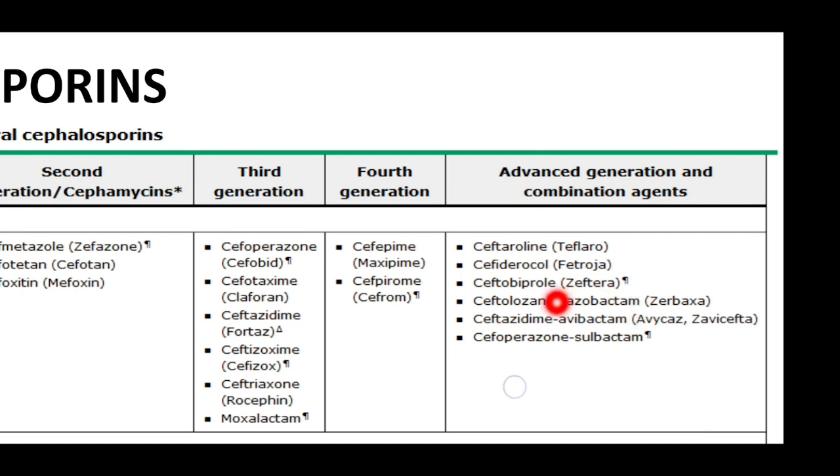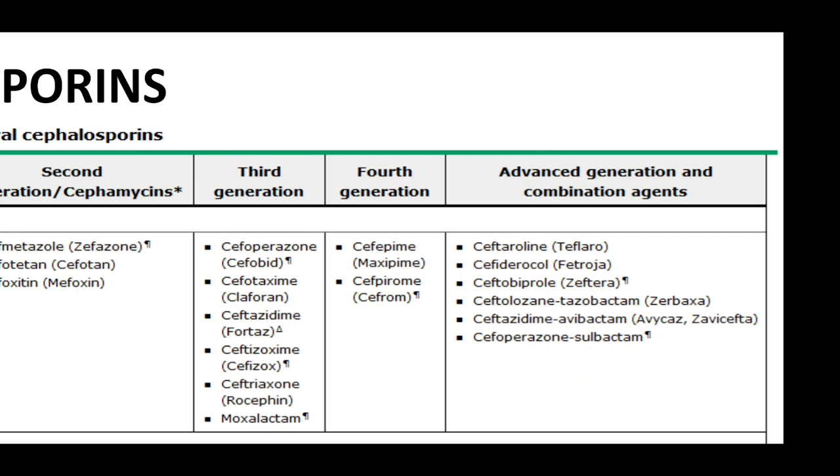Ceftazidime-avibactam combination is widely used nowadays. It improves the minimum inhibitory concentration, that is, it lowers the minimum inhibitory concentration for Pseudomonas aeruginosa species. The dose given is 2.5 gram every 8 hourly, infused over 2 hours. It extends the spectrum for Enterobacteriaceae species.